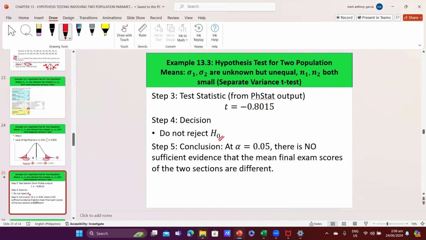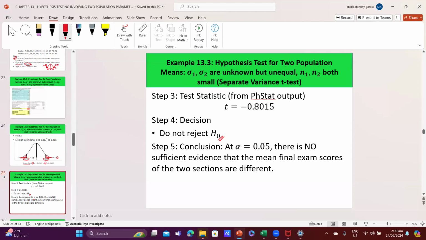Okay, now recall that in case 2 and in case 3, the population standard deviations are unknown, but in case 2, they are assumed to be equal, and in case 3, they are assumed to be unequal. Now also, cases 2 and 3 involve sample sizes that are both less than 30. Now, what if we don't have any information about the equality or the inequality of these population standard deviations?